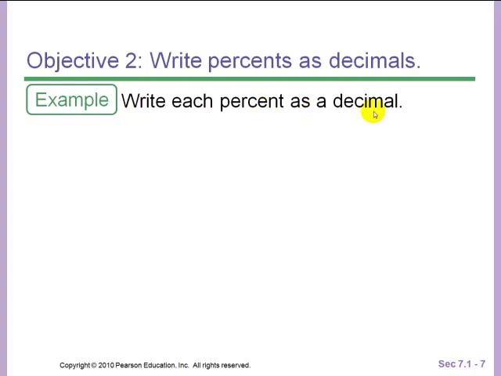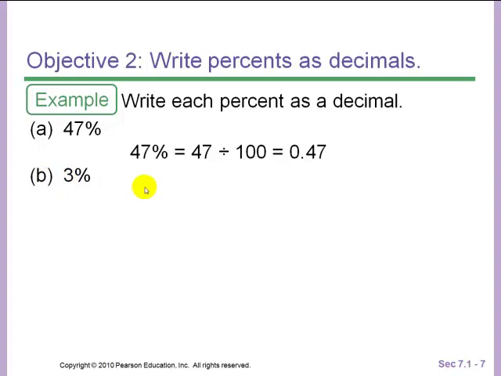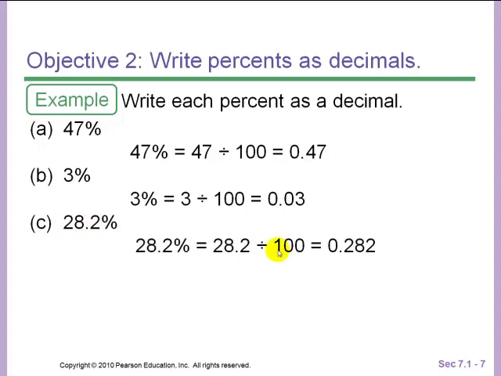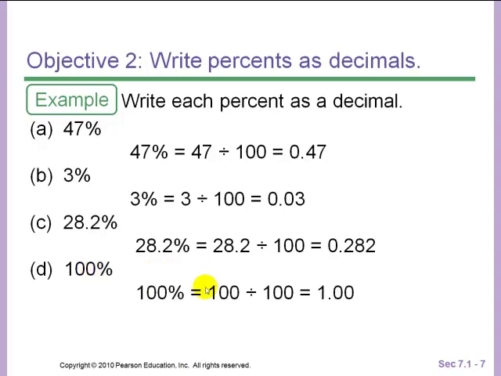Example: write each percent as a decimal. 47%. 47% is 47 divided by 100, which is 0.47. 3% is 3 divided by 100, which is 0.03. 28.2% would be 28.2 divided by 100, which is 0.282. 100% would be 100 divided by 100, which is 1. So 100% is equal to 1, which makes sense because 100% of something is just one whole thing. So if I ate 100% of a pizza, I ate the whole pizza.